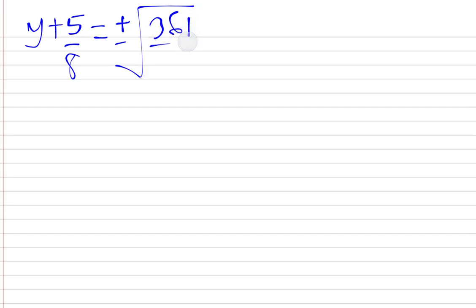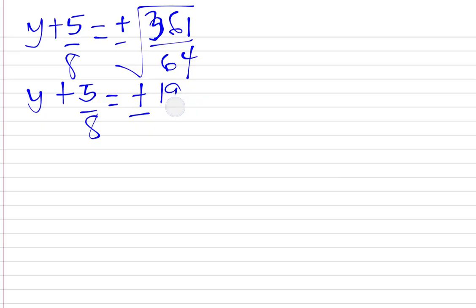So we have y plus 5 over 8 equals plus or minus the square root of 361 over 64, and that will give us y plus 5 over 8 equals the square root of 361, which is 19, because 19 times 19 gives us 361, over the square root of 64, which is 8. Are you seeing that now? So we are almost done. Then what's the next thing you do? You bring this one to this side. So that will become what? Y equals what now?